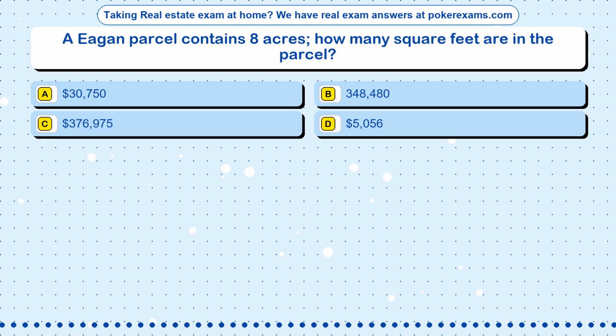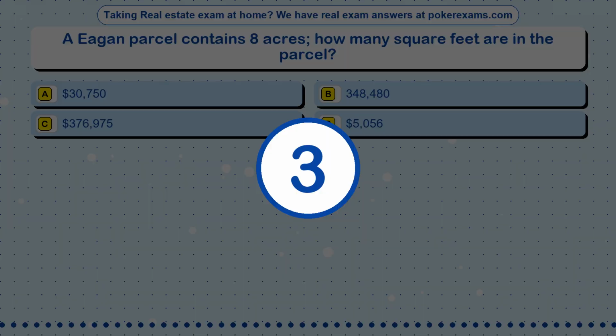Question 2. A Egan parcel contains 8 acres. How many square feet are in the parcel? Option A, $30,750. Option B, $348,480. Option C, $376,975. Option D, $5,056.